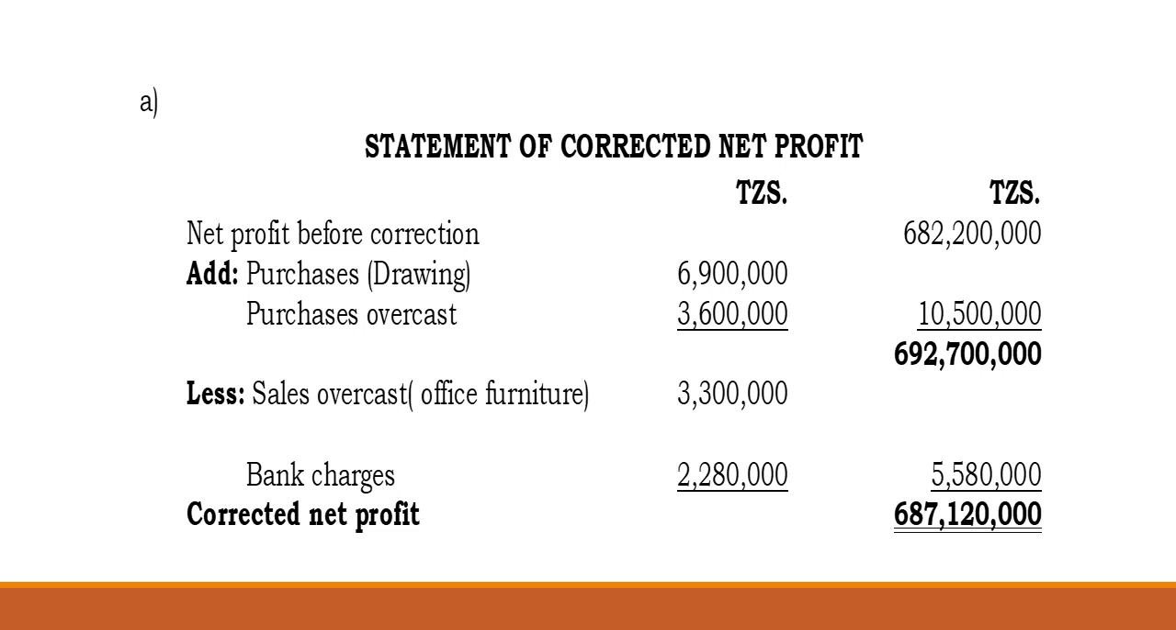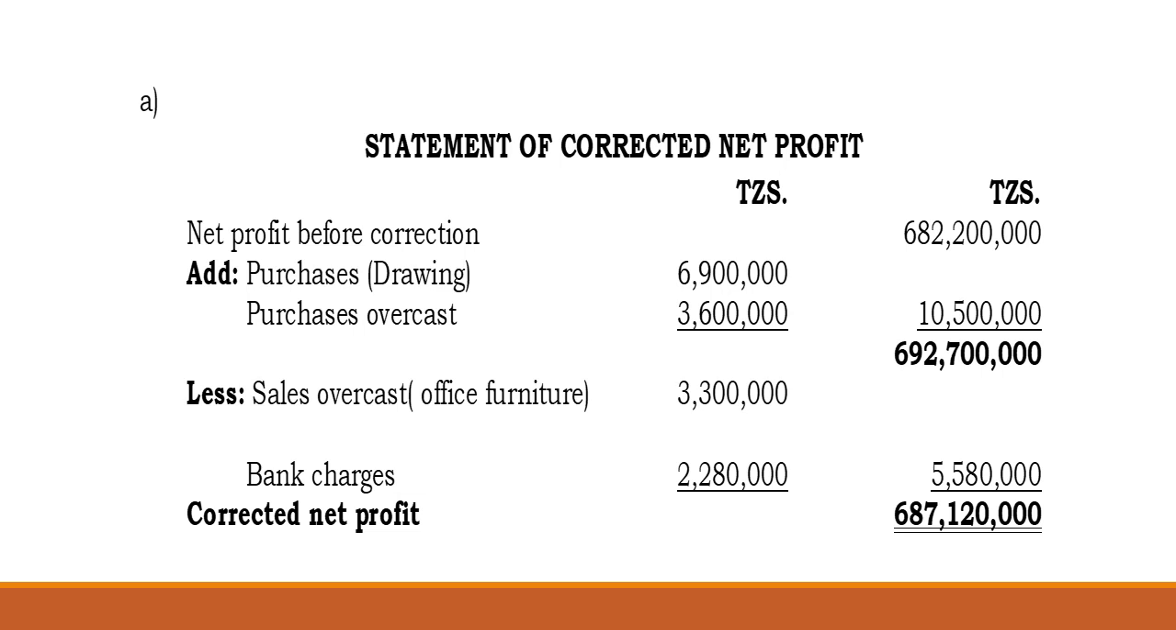So after that, we take some items which negatively or positively affected net profit. For instance, purchases were overstated, and if you overstate purchases, it means the cost of goods sold would be overstated. That would make the profit lower, so we add back the overstatement of purchases, the amount of drawing and the amount of overcast.